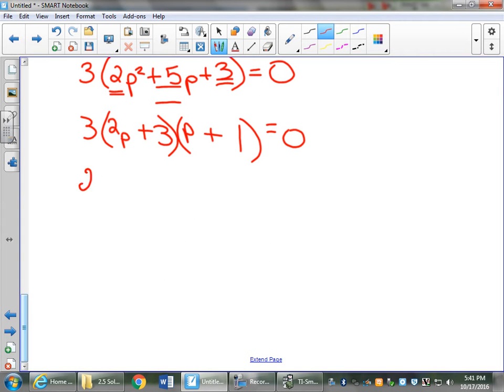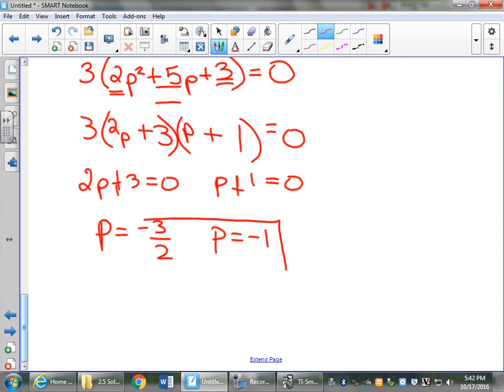Now that it's factored, set each factor equal to 0 separately and solve. First one, if you do quick mental math to solve that 2-step equation, p is going to equal negative 3/2. You would subtract the 3 and divide by 2. And the other solution, you're going to subtract the 1.